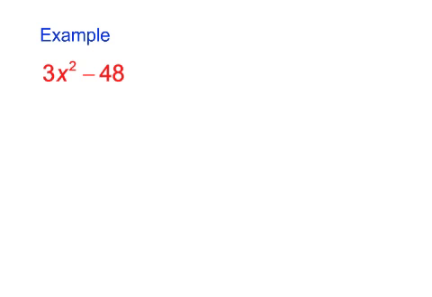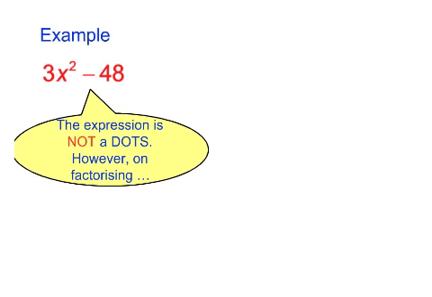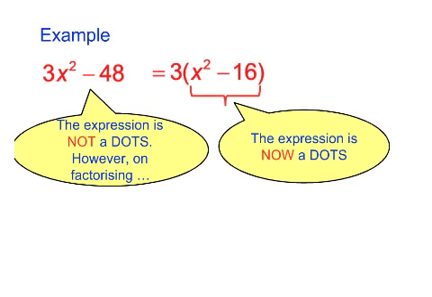Now let's look at a slightly more difficult question. We have 3x squared minus 48. So the first question is, is the expression a DOTS? Well, it's not, because neither of those terms are perfect squares. However, when we factorise this expression by taking 3 out of the brackets, we have 3 brackets x squared minus 16. But notice this time that x squared minus 16 is a difference of perfect squares: x times x, and 16 is 4 times 4.